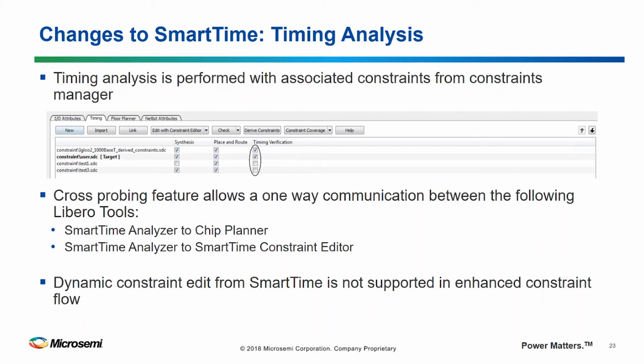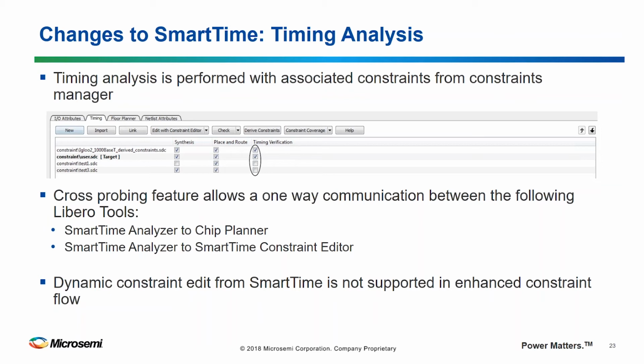As far as changes to SmartTime, which is our static timing analysis tool, we will do our timing analysis based on constraint files that will show up on the timing tab in the constraint manager if you specified them for timing verification. So here's an example where I mentioned I could have multiple SDC files, and then I would specify if I want to use them for synthesis, place and route, or timing verification. So here we have some files that are used for timing verification, but not all of them.